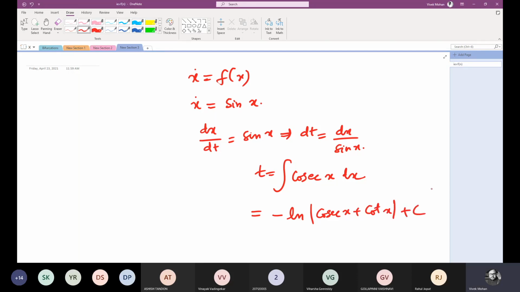Now, how will you evaluate c? What should be done to evaluate c? Anybody?